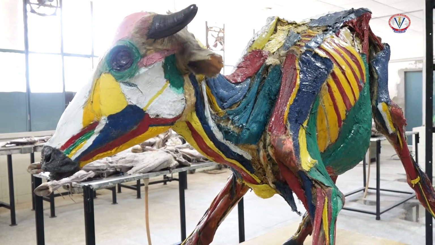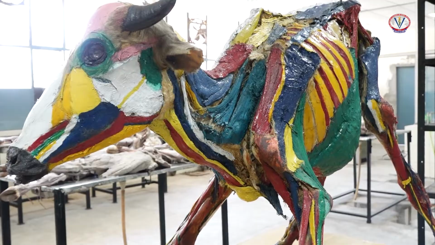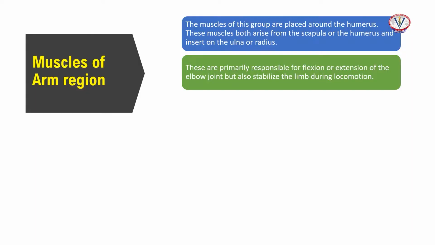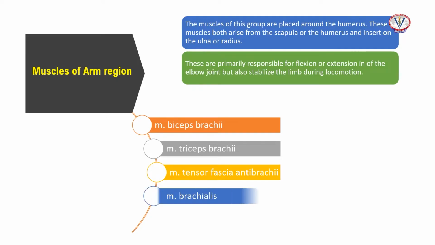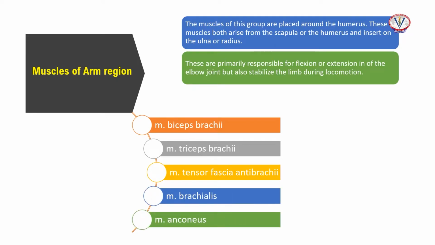Coming to the muscles of the arm region, the muscles of the arm region are placed around the humerus and both arise from the scapula or humerus and insert on the ulna or radius. These are primarily responsible for flexion or extension of the elbow joint but also stabilize the limb during locomotion. The muscles of the arm region are biceps brachii, triceps brachii, tensor fascia antebrachii, brachialis, and anconeus.